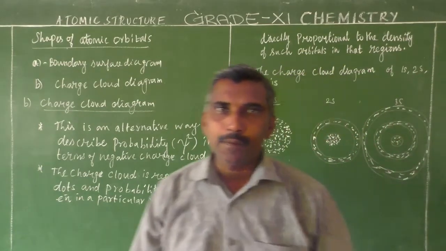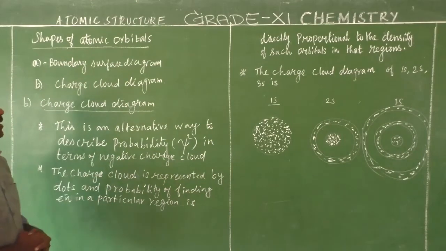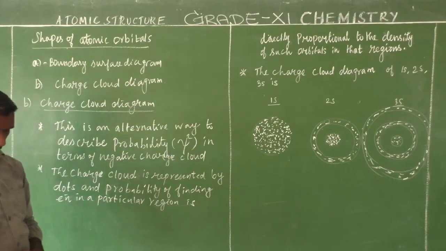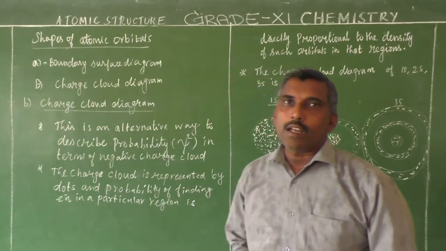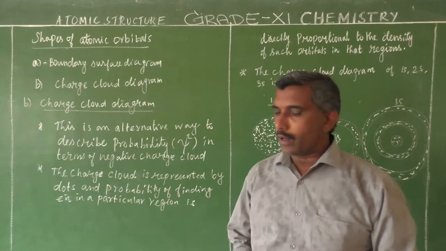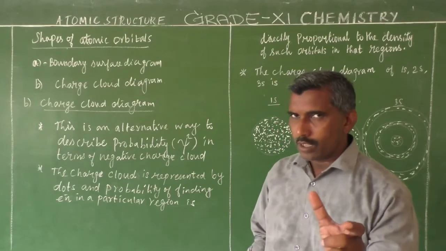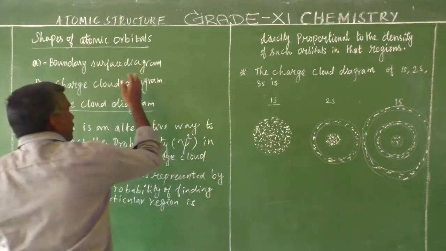Today is the 11th chemistry class. The previous lesson was atomic structure. In the previous class, you learned about quantum numbers and then the shapes of atomic orbitals. Okay, there is a continuity.